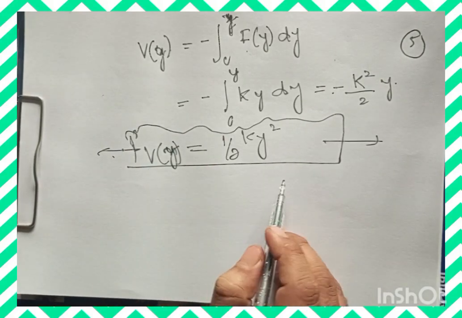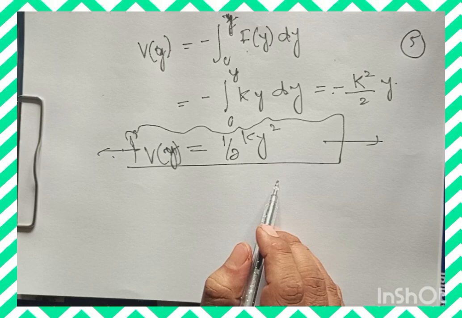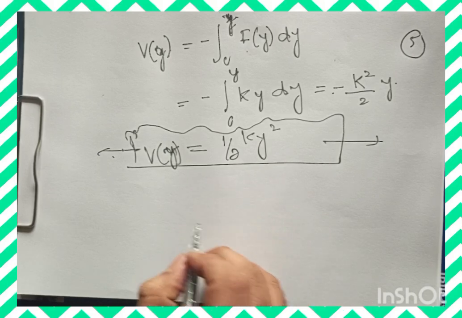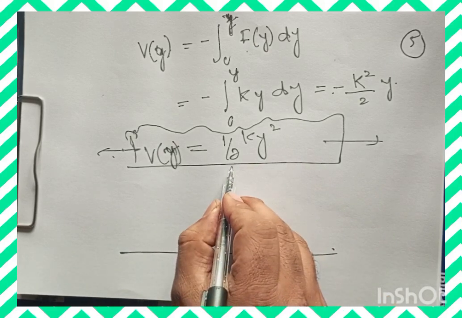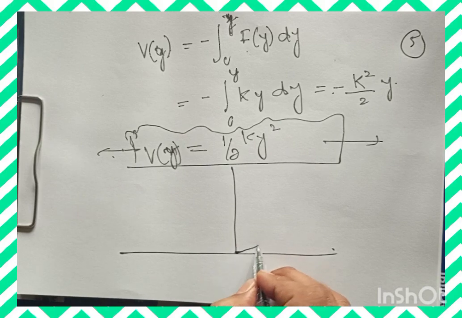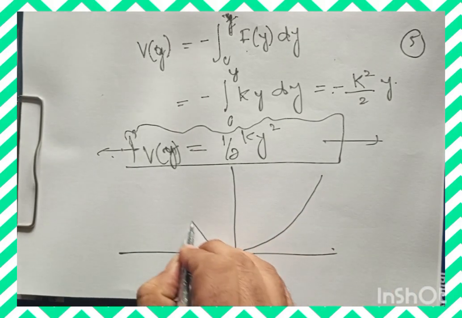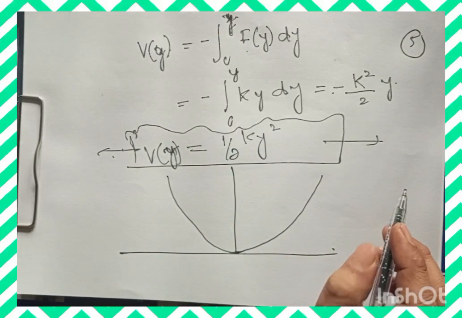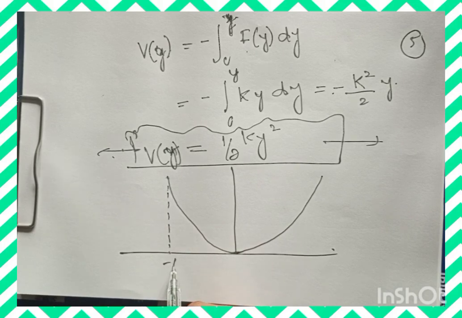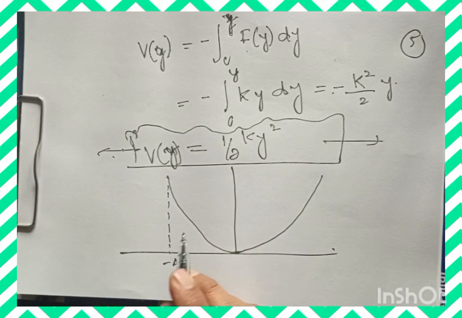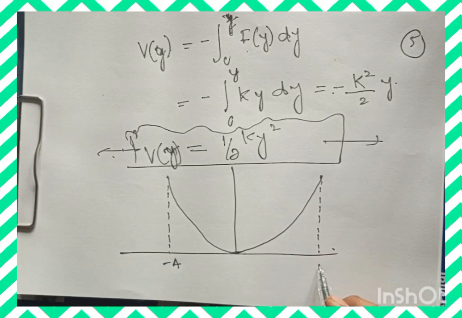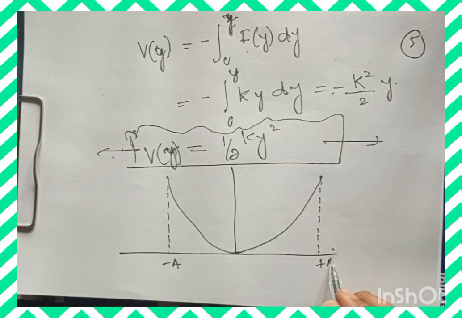Now we can plot this equation that we have, and the curve that we obtain for V of y would look something like this, because it's an equation of a parabola. So it's going to look like this. If I go right from here, this is the position of maximum amplitude in one direction, and this will be the position of amplitude in the other direction. Let me assume this is plus A.